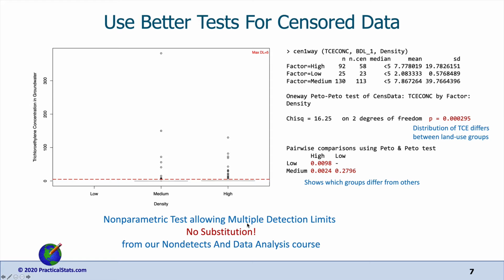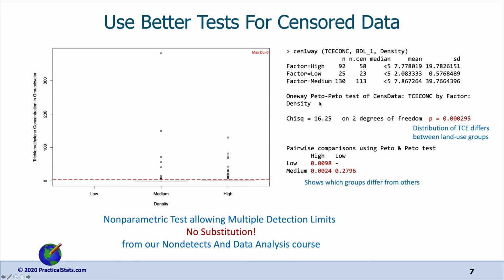It's the types of methods that are taught in our Nondetects and Data Analysis course. So the command is send one way. Just quickly here, the test statistic looks pretty big and the p-value is quite small, 0.0003, rounding it. So it tells us that these three groups do in fact differ. They have a different CDF, cumulative distribution function. They have a different set of percentiles.